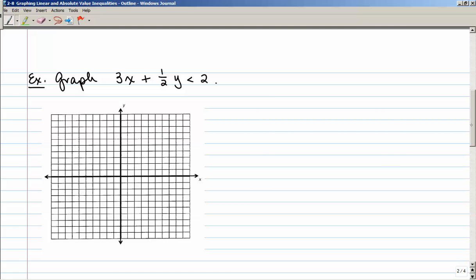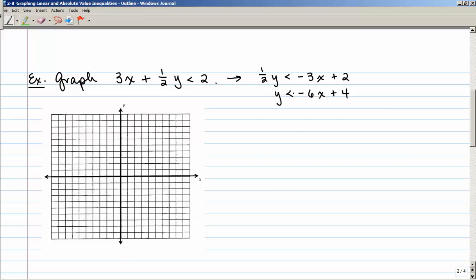So let's graph 3x plus 1/2 y is less than 2. In order to graph this, I'm first going to put it into what looks like slope-intercept form, y equals mx plus b. So I will subtract 3x from both sides, and then multiply both sides by 2. And that gives me the inequality y is less than negative 6x plus 4.